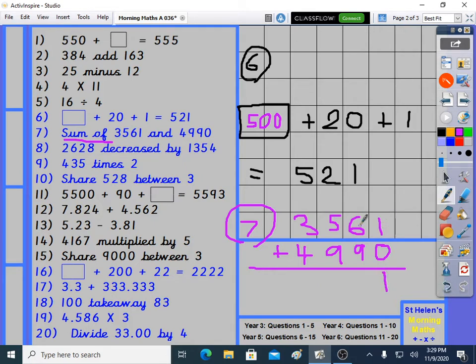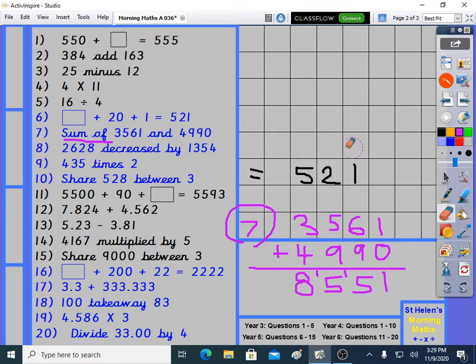1 plus 0 is 1. 6 plus 9 is 15. So a little 1 and a big 5. Make sure it says 15. 5 plus 9 is 14, plus 1 is 15. 3 plus 4 is 7, plus 1 is 8. 8,551. I'm just checking over that. That looks right to me.